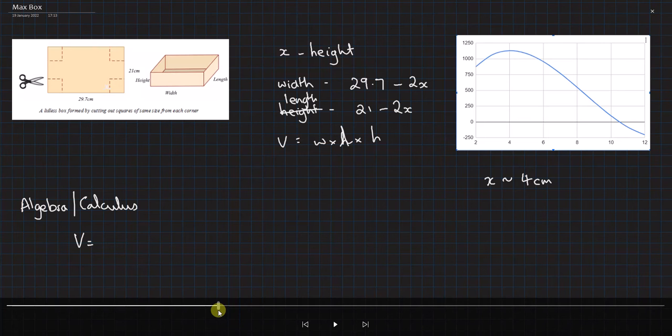So we get the algebra and we get the volume is the height, x, multiplied by the width, 29.7 minus 2x, multiplied by the length, 21 minus 2x. If we multiply this out to give us a nice polynomial expression, we can then differentiate it, and the differential will allow us to find this max position. So the maximum position up here in the graph is going to be when the gradient to this line is 0, or a horizontal line.